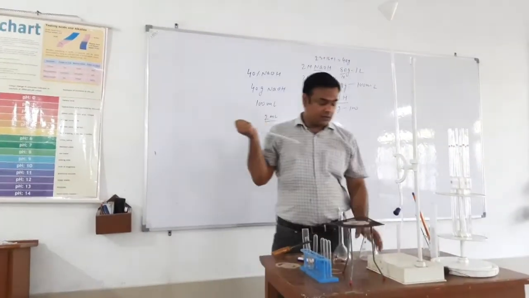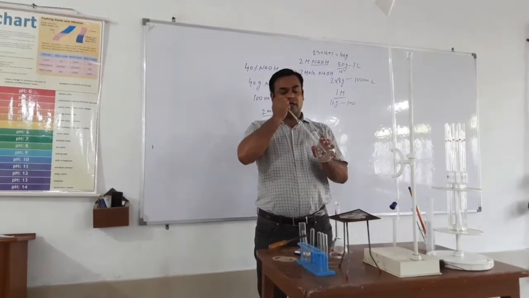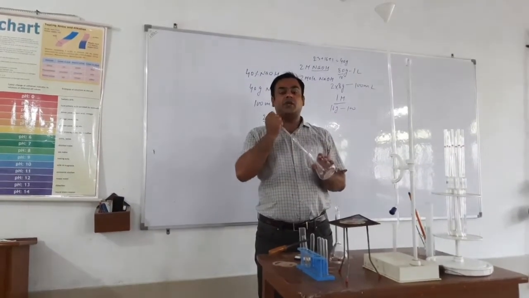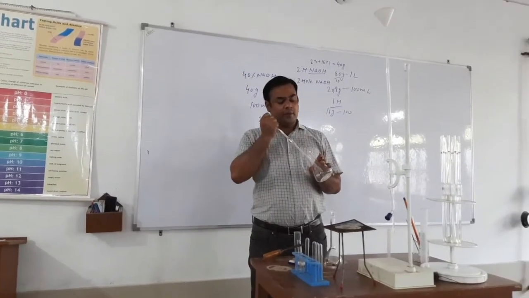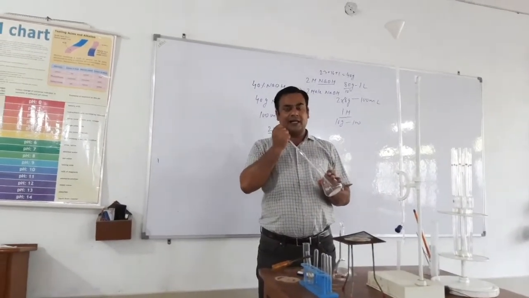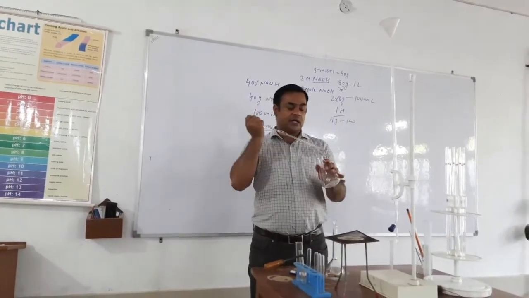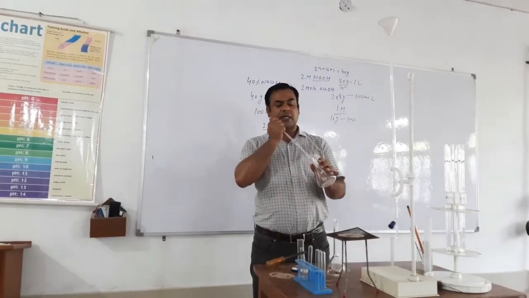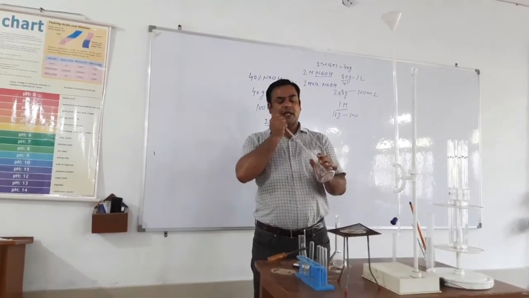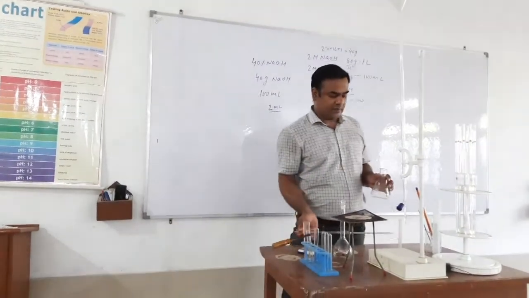To remove that drop, we will touch the bottom of the conical flask and hit very slowly. Very slowly. There should be control in your hand, because if you hit hard, the tip will break and this pipette will become useless. So you have to touch the bottom of the conical flask with the pipette slowly, and you will see that all the liquid is transferred to the conical flask.